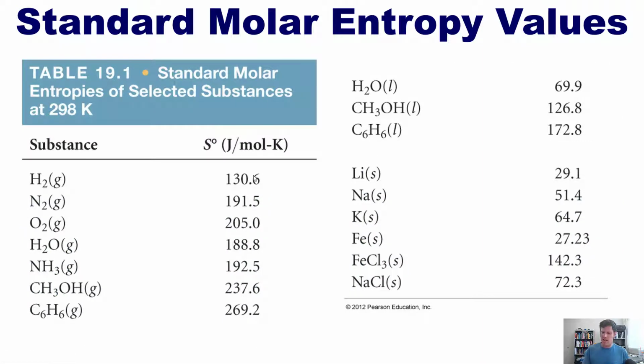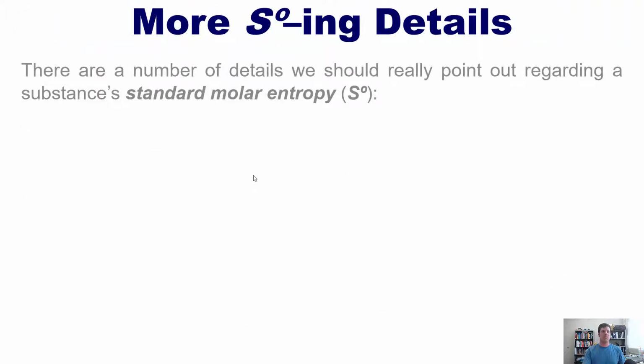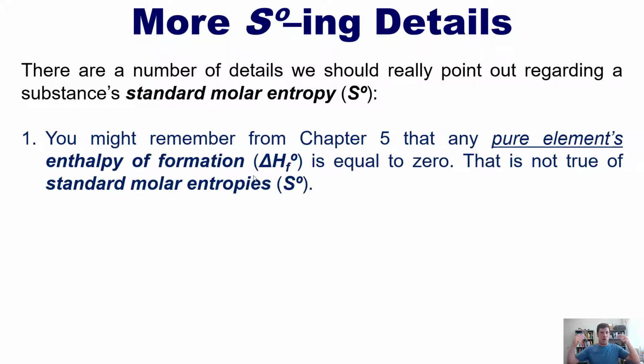Now, in order to understand this more fully, we have to address some more S-ing details. There are a number of details then that we need to point out regarding a substance's standard molar entropy, or S0. First, you might remember from Chapter 5, again linked somewhere above me or down in the description below, that any pure element's enthalpy of formation, delta Hf0, is equal to 0 if it's in its correct physical and chemical state. Now, this is not true of standard molar entropies.